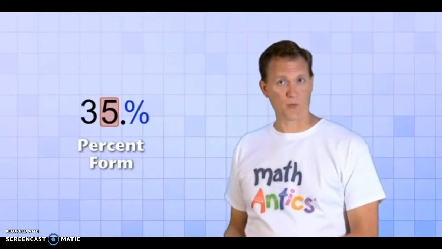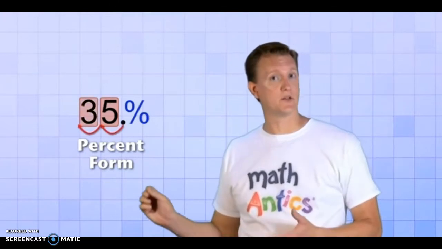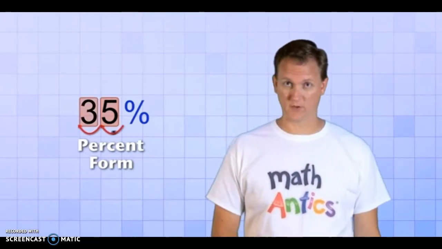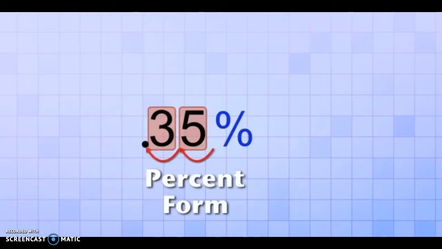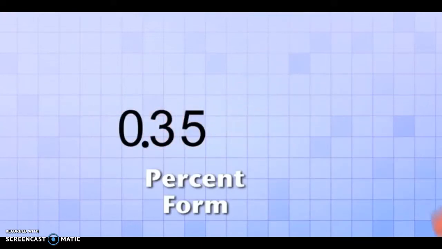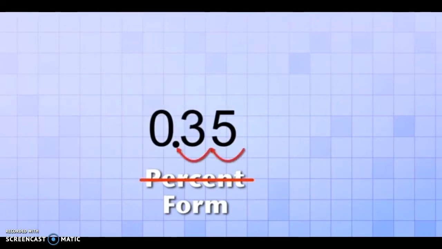Now that you know where the decimal point is, just move it 2 number places to the left, away from the percent symbol, and draw it in right there. Last of all, once you have moved the decimal point, you erase the percent sign because you don't have a percent anymore. Moving the decimal point 2 places to the left converted it into the decimal value of that percent.